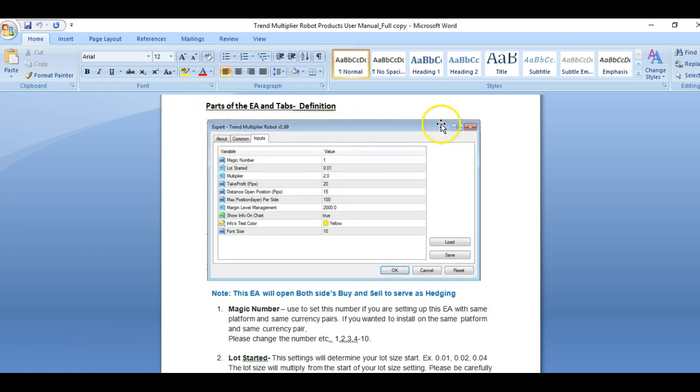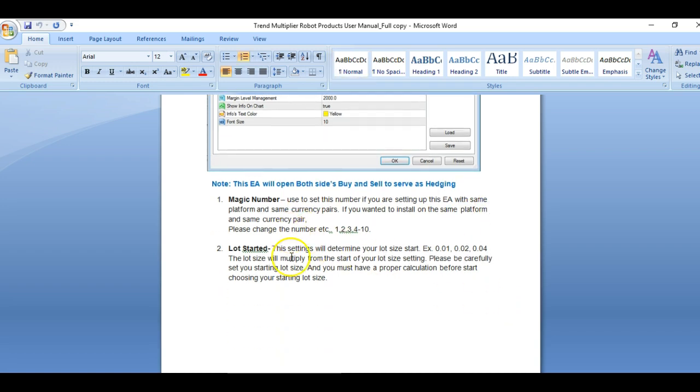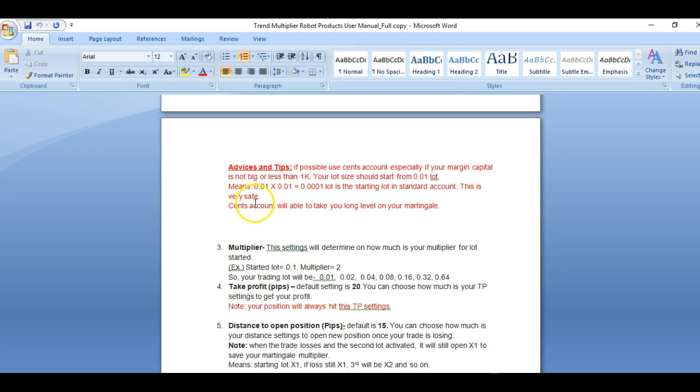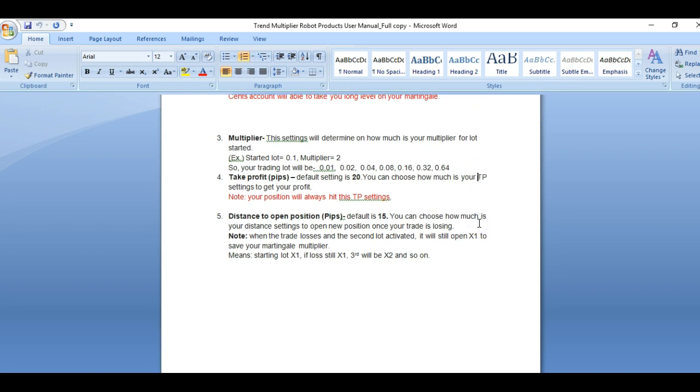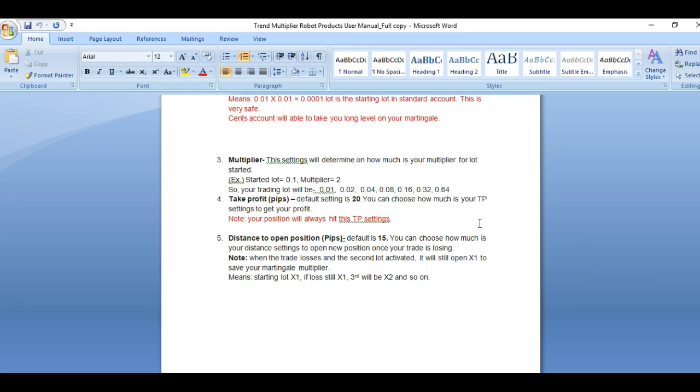So this is what the EA looks like. I will go through the settings with you live on MT4. This EA will open both sides, buy and sell, so it's also hedging. The manual will first tell you about the magic number, the lot size, and explanations, tips and advice. This manual is for the full copy, which is unlimited. All right, so no expiration.